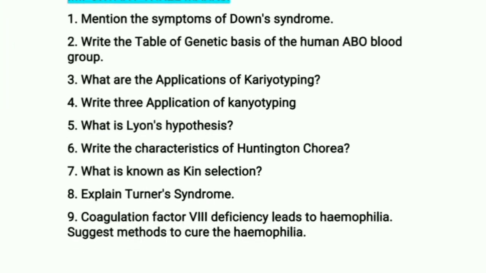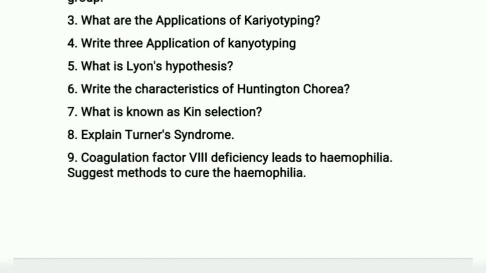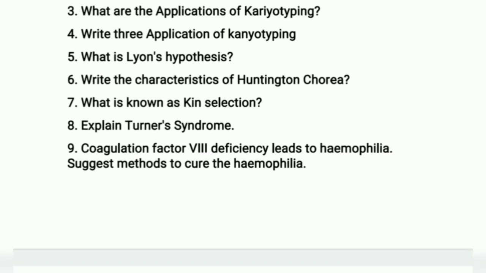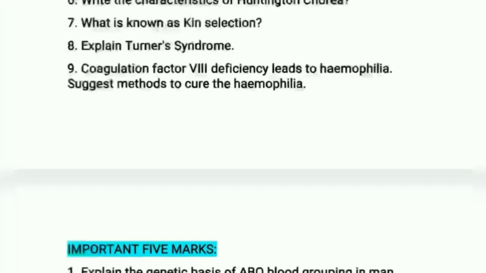What is Lyon's hypothesis? Write the characteristics of Huntington's chorea. What is known as skewed selection? Explain Turner syndrome. Coagulation factor 8 deficiency leads to hemophilia. Suggest methods to cure hemophilia.